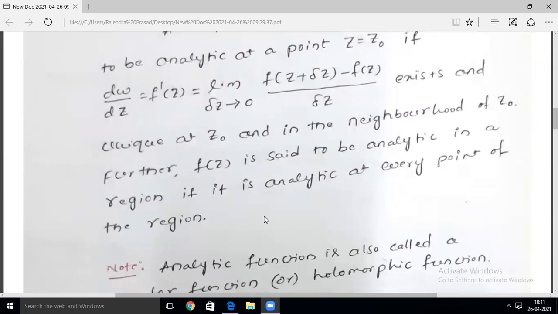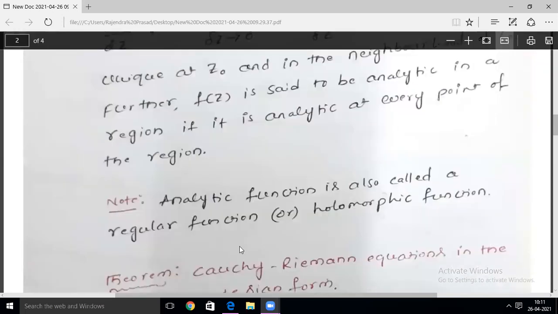And also analytic function is also called a regular function or holomorphic function, right?